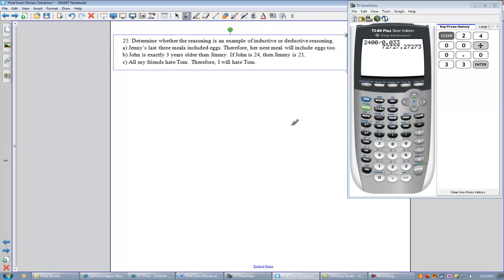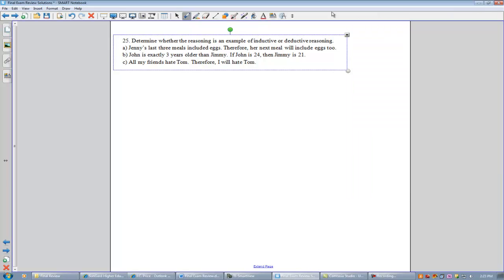Number 25, on this one it says determine whether the reasoning is an example of inductive or deductive reasoning. So Jenny's last 3 meals included eggs, therefore her next meal will include eggs too. So A is an example of inductive reasoning. Remember, there are a couple of ways to remember this. Oftentimes inductive reasoning can lead to false conclusions. And another way to remember it is that you argue from the specific cases to the general cases. The specific cases are these 3 meals that Jenny has had, and from that you're making a general conclusion that the next meal will also be eggs.